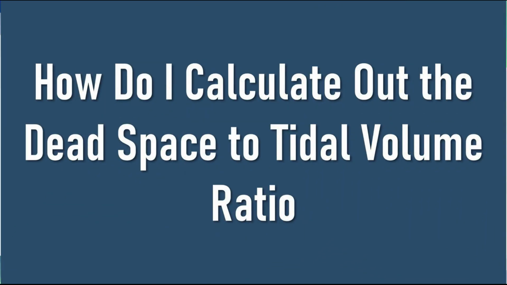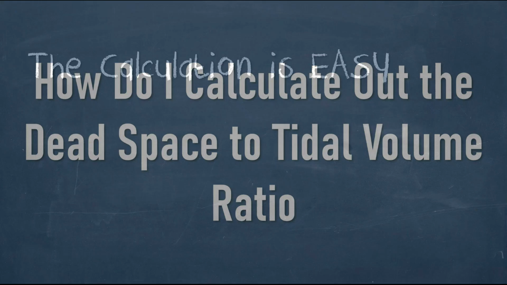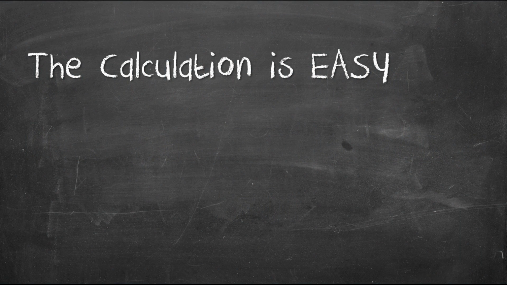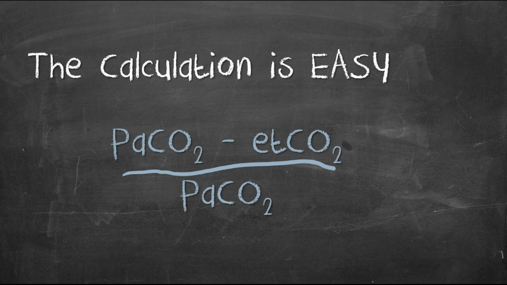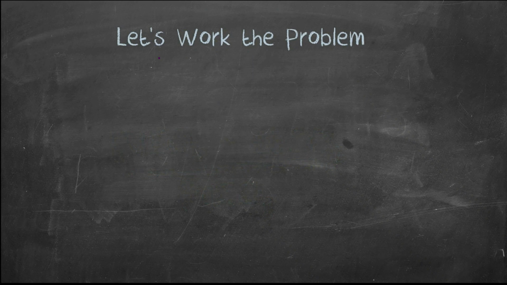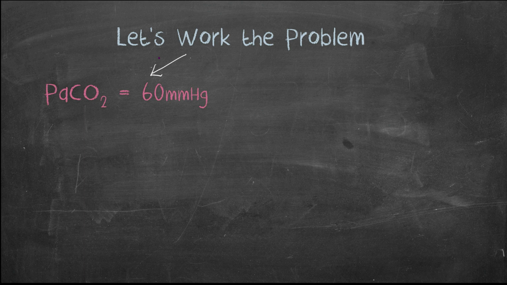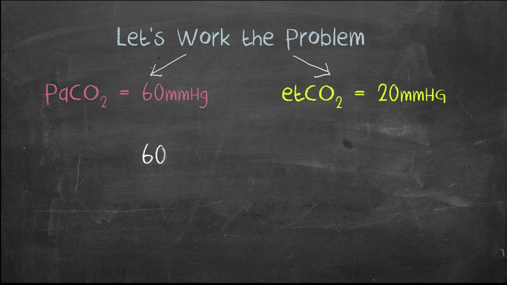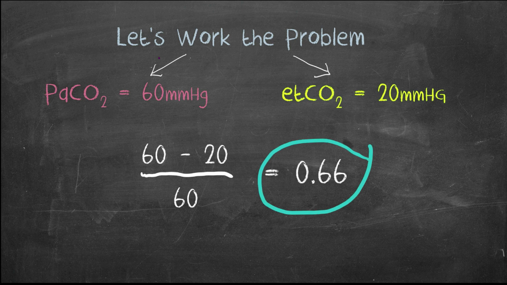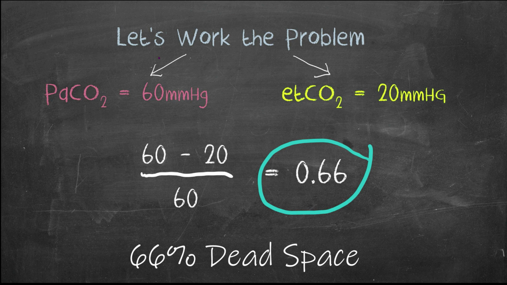How do I calculate out the dead space to tidal volume ratio? Well, this calculation is relatively easy. All you need to do is take the arterial CO2 level, subtract the end tidal CO2 level, and divide by the arterial CO2 level. So let's work that problem. The arterial CO2 level here is 60 millimeters of mercury. That's the partial pressure of CO2. The end tidal is 20 millimeters of mercury. So doing the mathematics, 60 minus 20 divided by 60 equals 0.66. So what we have here is a 66% dead space ratio.